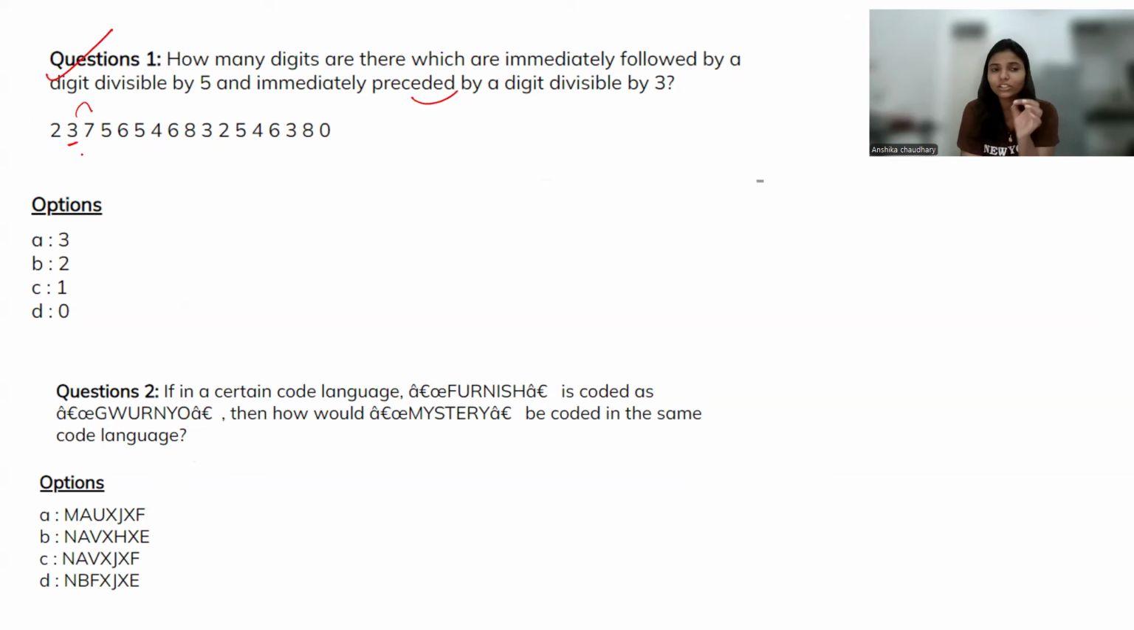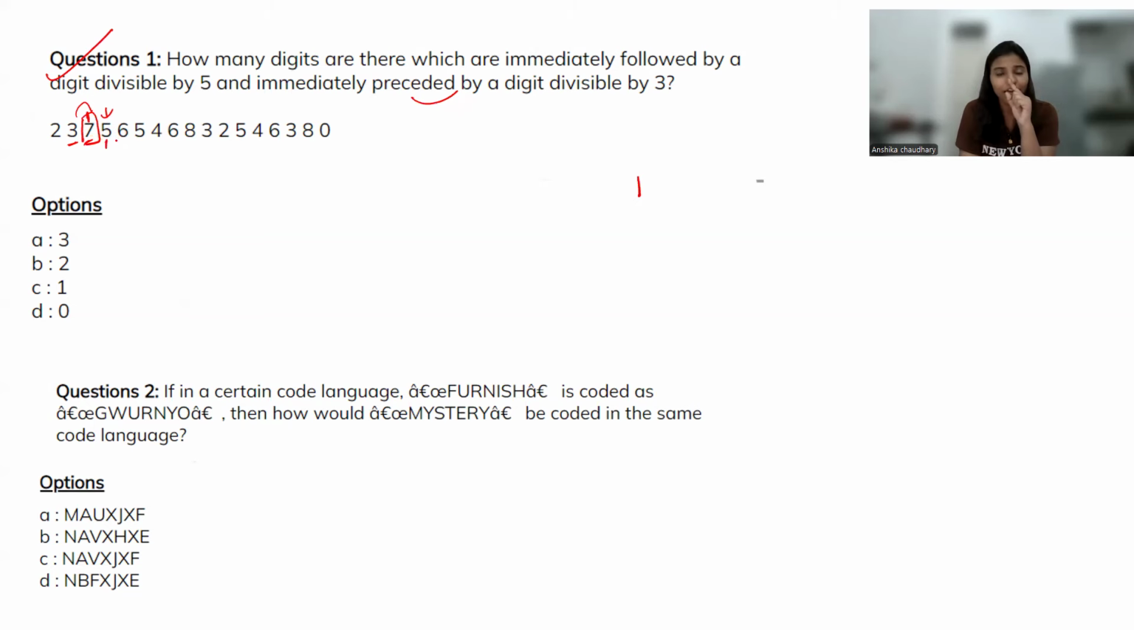So of course not, so this will fail. So we will come here. Now we'll check for 7. So whether followed digit, that means 5, is divisible by 5, yes. Now let's check for preceded digit. 3 is divisible by 3, yes, again. So yes, we have got that, one digit is there. Now I'm writing here, right?